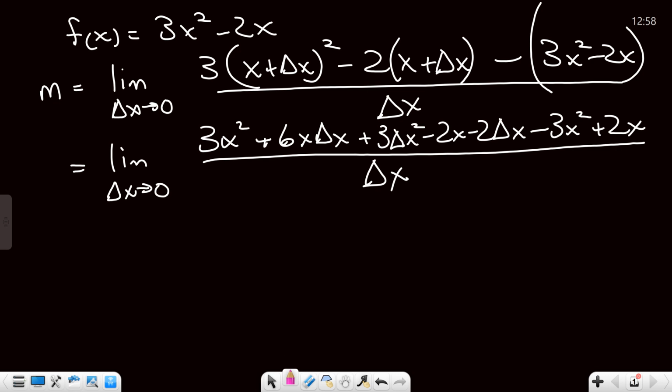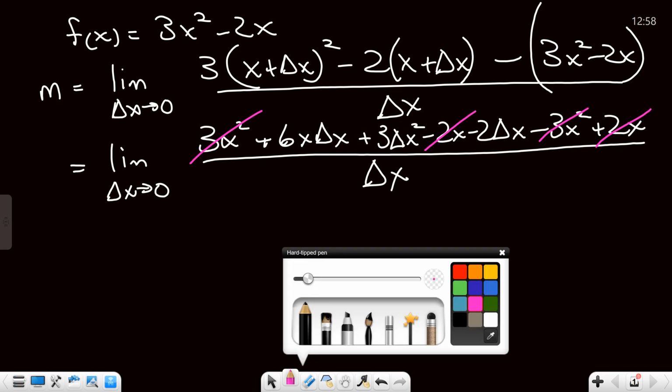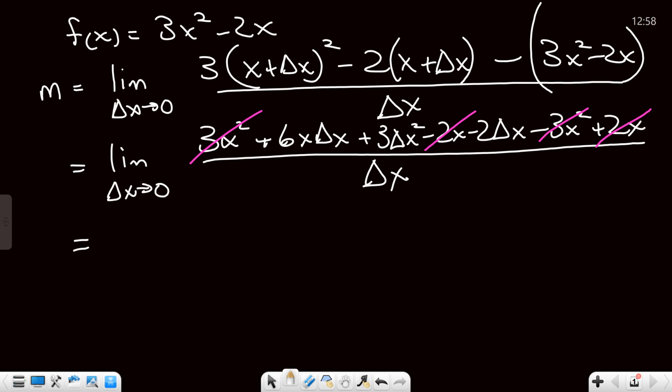For those of you that I lost, squaring x plus delta x: square the first term, multiply the two together and double it, square the last term. x squared plus 2x delta x plus delta x squared. Then the rest is all distribution. Now we cancel. Negative 3x whoosh, with 3x squared. Whoosh, 2x, negative 2x. Whoosh, whoosh. I'm happy because everything I have left up there has a delta x in it.